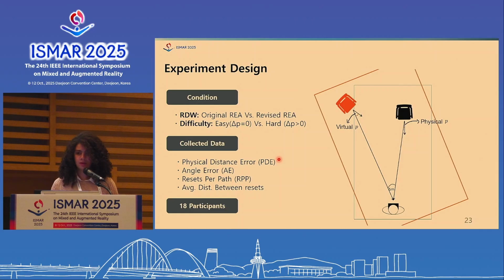To test our algorithm, we decided to conduct a user study to test how applicable it is in real life. We adopted a 2x2 experiment design with two levels of redirected walking, original and revised, and two difficulties, where easy is delta p 0, and hard is delta p greater than 0. Collected data was physical distance error, angular error between the two targets, resets per path, and average distance between resets. We recruited 18 participants in our user study.